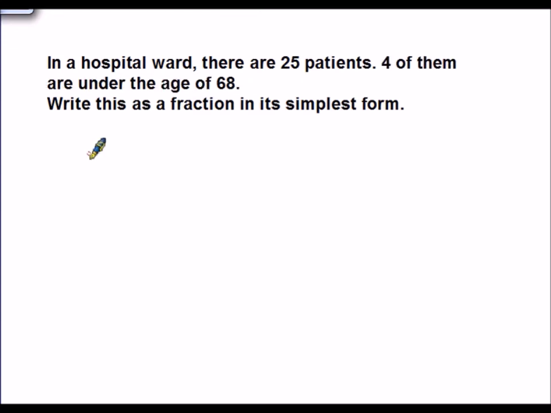The question immediately after that one is this one here. So in a hospital ward there are 25 patients, 4 of them are under the age of 68. Write this fraction in its simplest form. So this is one that might initially sound a bit trickier because it makes you think that you have to simplify it in some way. However, this is unsimplifiable. There is no times table that contains both 4 and 25. And so the simplest way that this fraction can be written is 4/25.